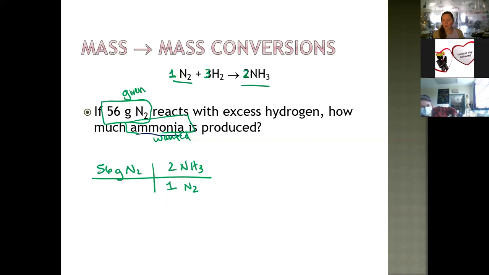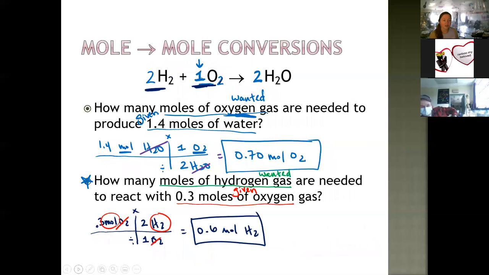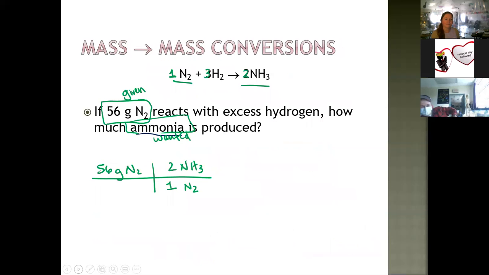We're not worried about hydrogen. We know that we have plenty. What did we call these ratios? I'm going to go back a couple screens. What did I call these ratios? Mole ratios. Let's go forward. What have I got? Yeah, we have to turn our grams into moles. I can't use a mole ratio if I don't have moles.